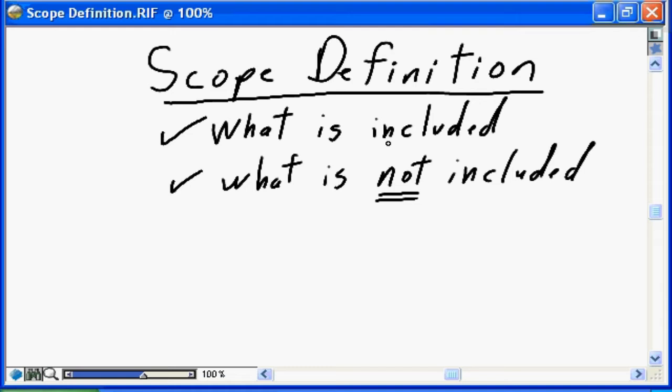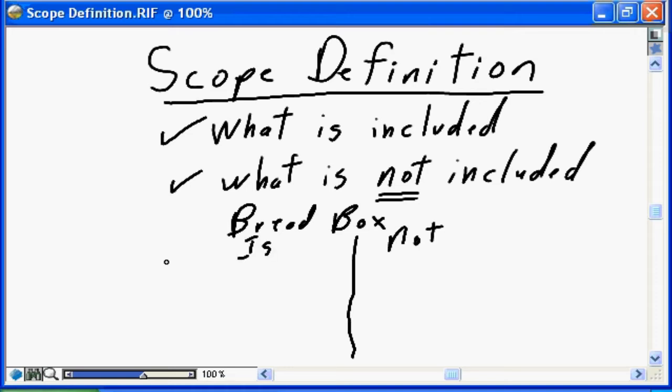To provide an example, let's take a scenario where we're going to build a bread box. And yes, I mean a bread box, that metal container, that plastic container that sits on the counter in your kitchen that stores bread to keep it fresh. So to define our bread box, let's set up our matrix, set up 2 columns, and say what is in scope and what is not in scope. So in scope, we're going to define the dimensions.